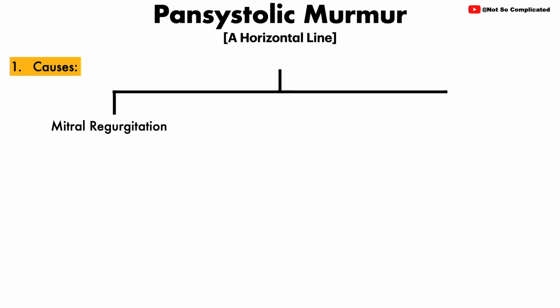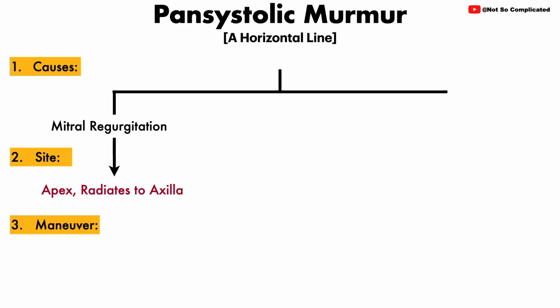Pansystolic murmur or holosystolic murmur that you heard in a horizontal line is a kind of murmur that persists throughout the cardiac cycle. All right, so there are three different causes for this murmur, and the first one is mitral regurgitation. The site to hear it is the apex, and it usually radiates to the axilla. If you suspect mitral regurgitation but haven't heard the murmur, you have to do the maneuver. The maneuver for mitral regurgitation is to ask the patient to grip the hand. That will increase the sound of the murmur due to increment in the afterload.